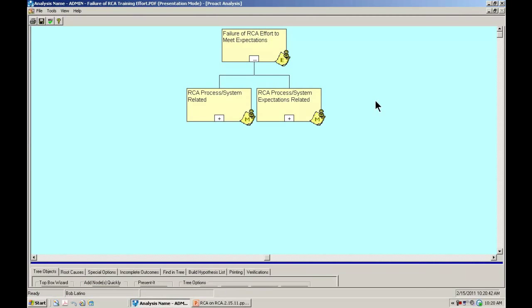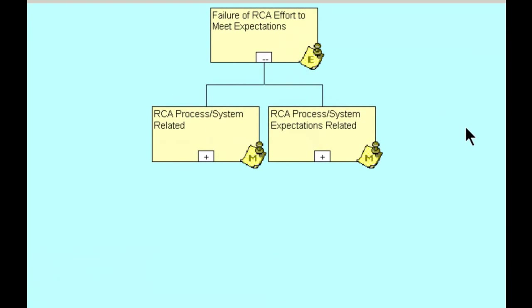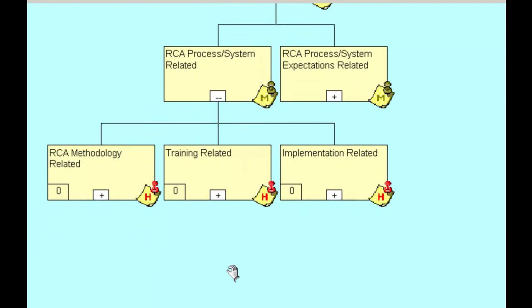Okay, let's start with our event being failure of the RCA effort to meet expectations. Our modes, what is causing this immediately, is going to be the RCA process or system, could be one of the related factors, as well as the RCA process or system expectations related. So let's look at these deeper. How could the RCA process or system itself contribute to it not meeting expectations?